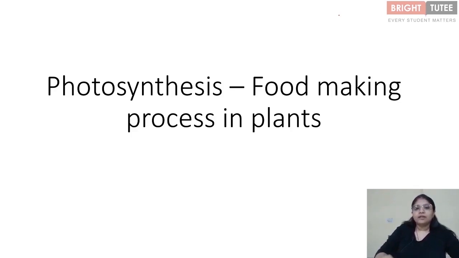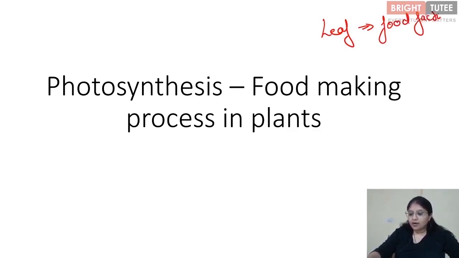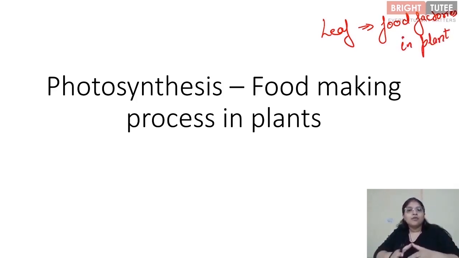We already know that there are four important parts of the plant: your flower, leaf, root and stem, right? And out of these four, the leaf is considered the kitchen or the food factory in the plant. So these are called the food factories in the plant, the reason being that these are the parts of the plant where photosynthesis occurs. Now let's move on and understand what exactly photosynthesis is and how it takes place.